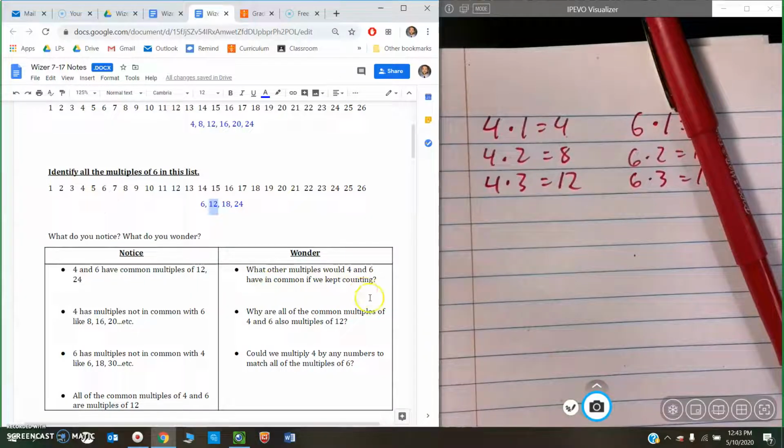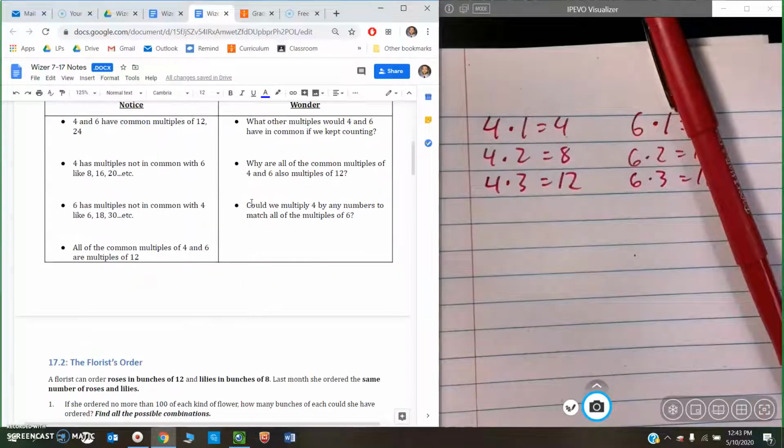So, what other multiples would there be if we kept counting? We'll see that later. And why are all the common multiples of 4 and 6 also multiples of 12, right? Because if we look here, 4 times 3 gets us 12, and 6 times 2 gets us 12. And then we can also see that 24 is a multiple of 4, and 24 is also a multiple of 6. And 24 is also a multiple of 12, right? 12 times 2 is 24. So these are some of the things that we're going to be investigating.